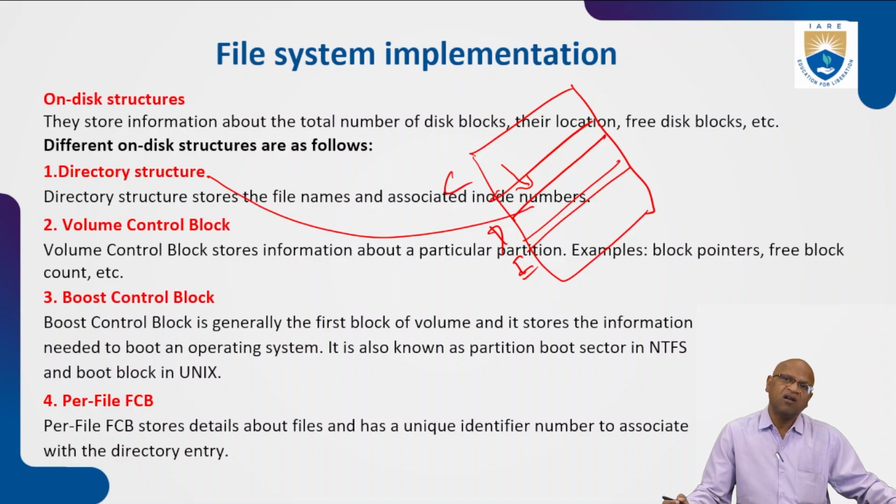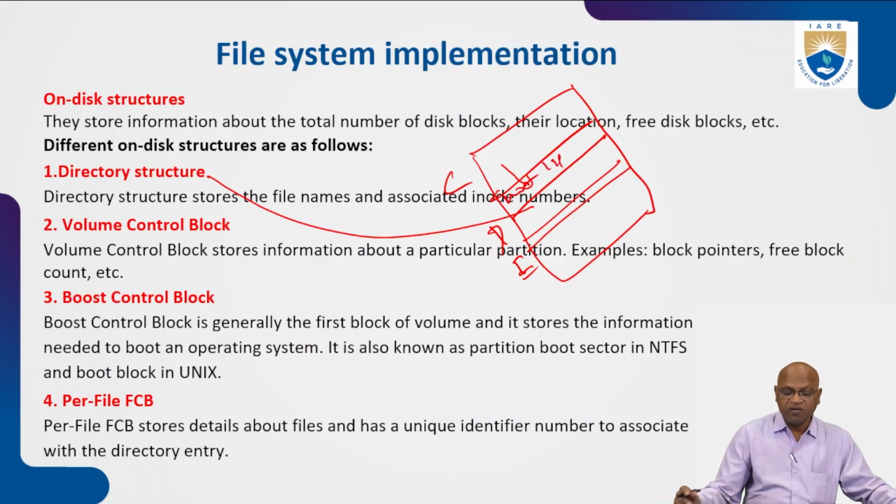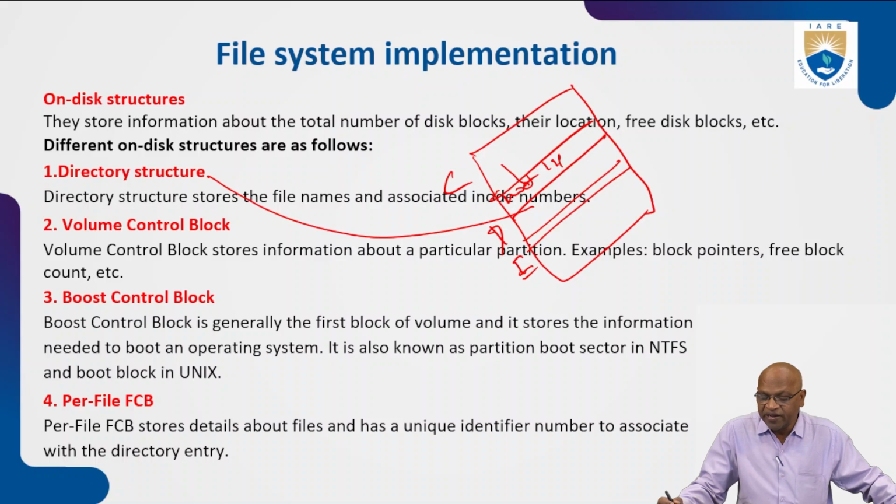The OS will allot some space in the hard disk itself. For these files, we will maintain some directory here. This is like this. So, volume control blocks, we will see one by one. This is the main thing. The directory structure stores the file names and associated inode numbers.